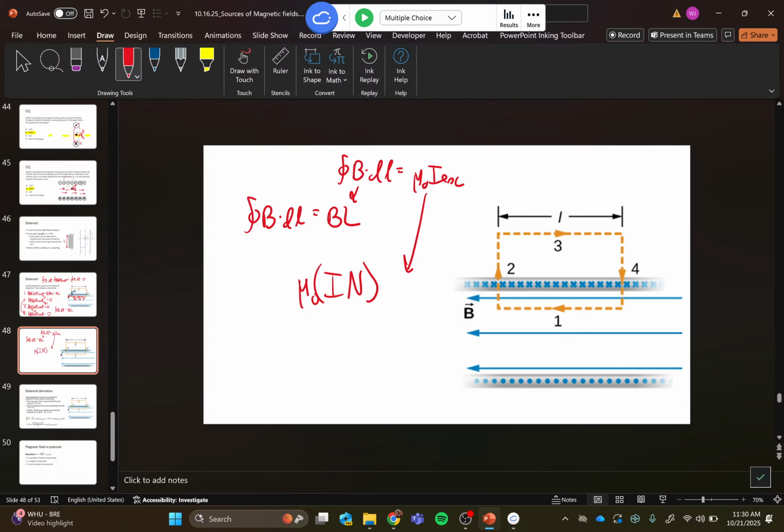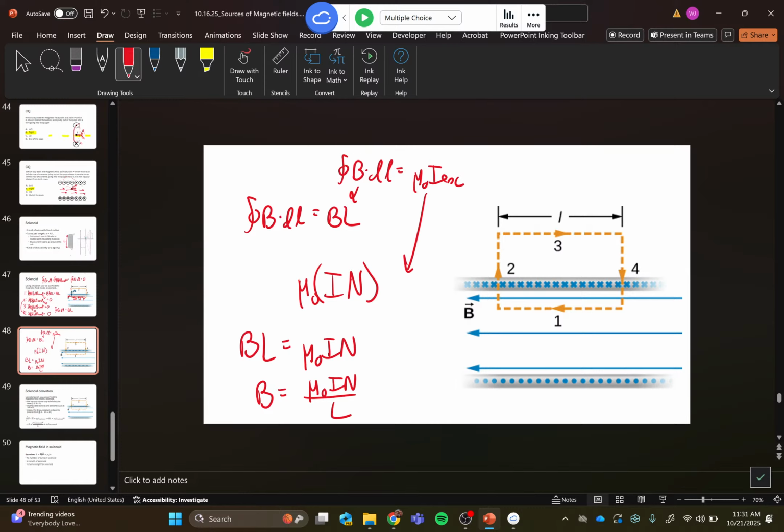Great, set these two equal to each other. B times L equals mu naught I N. Solve for B: mu naught I times N over L. That's the equation for a solenoid. That's it. Now, there is something very important about this. Again, to keep drawing connections to a capacitor, did we care where we were inside of this thing? At any point, do you all see any distance dependence for where I'm at inside the solenoid? Any R? Any D? No.